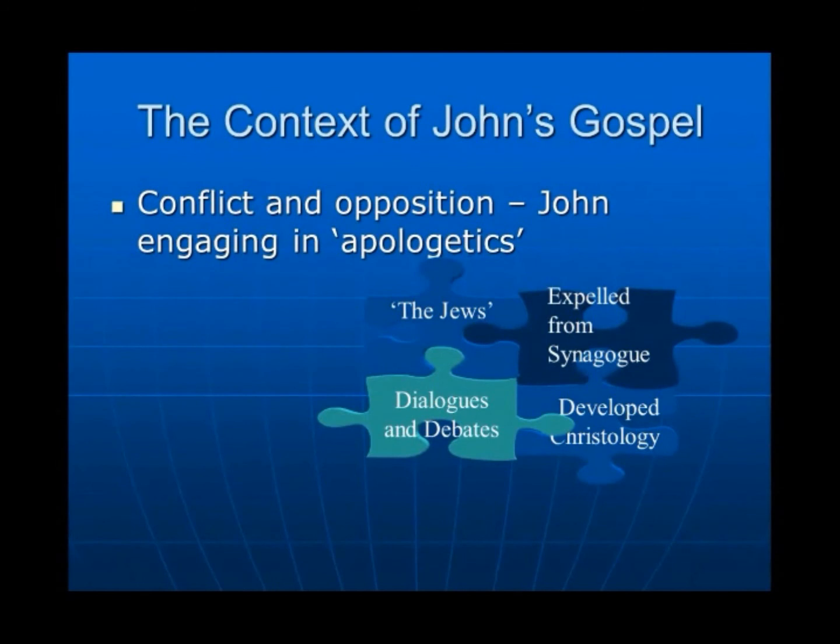And so it may be that in response to some of those dialogues and debates that are going on in the author's time, you get this developed Christology which depicts Jesus as the incarnation, right, to use the traditional Christian term, of one who pre-existed in heaven. Right? In John chapter 9, the Jewish opponents are depicted as saying, we know God spoke to Moses, but this man, we don't know where he comes from.